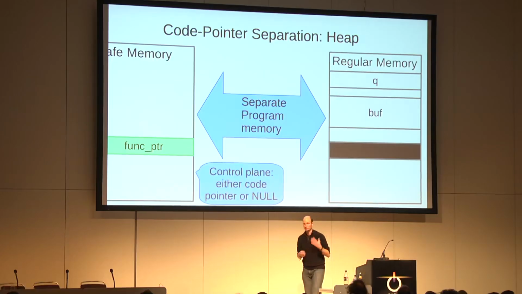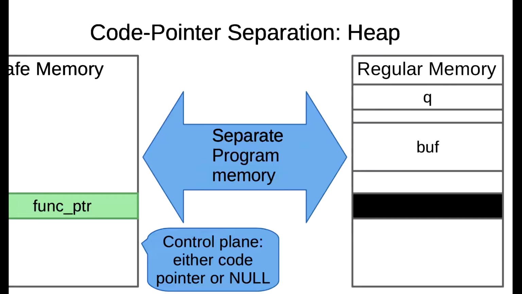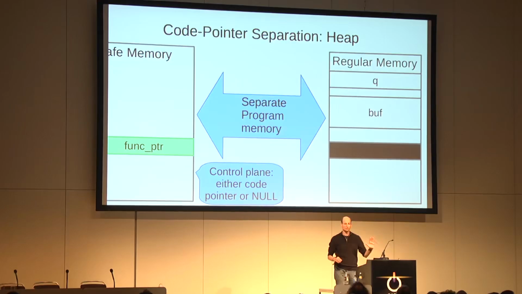In the control plane, any memory location is either a code pointer or null. And we can impose this memory view using some compiler-based technique, and enforce that the safe memory region only contains code pointers and nothing else using the transformation. But more on that later. So for now, just remember that we split the memory view. We have a safe memory view that contains code pointers, nothing else, or null values. And the regular memory is the rest of the data.